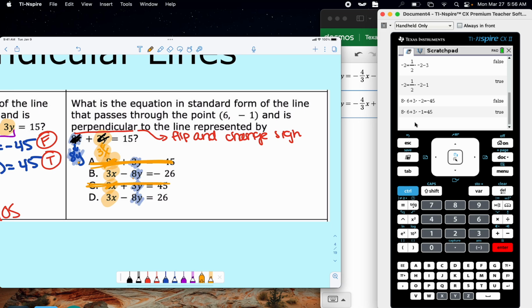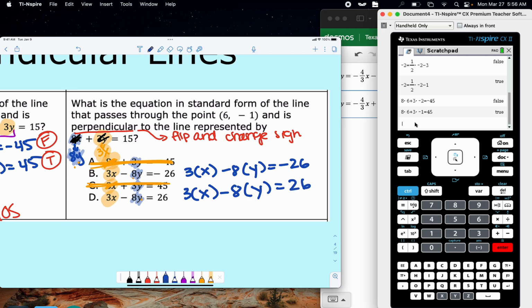And then 8y. Now we're going to do true and false, like we've been practicing. So we have 3 parentheses x minus 8 parentheses y equals -26. 3 parentheses x minus 8 parentheses y equals positive 26. So anywhere we see x, we're going to replace with a 6. So eliminate these and write 6. Anywhere we see y, we're going to put -1. Then we're going to do true and false real quick.